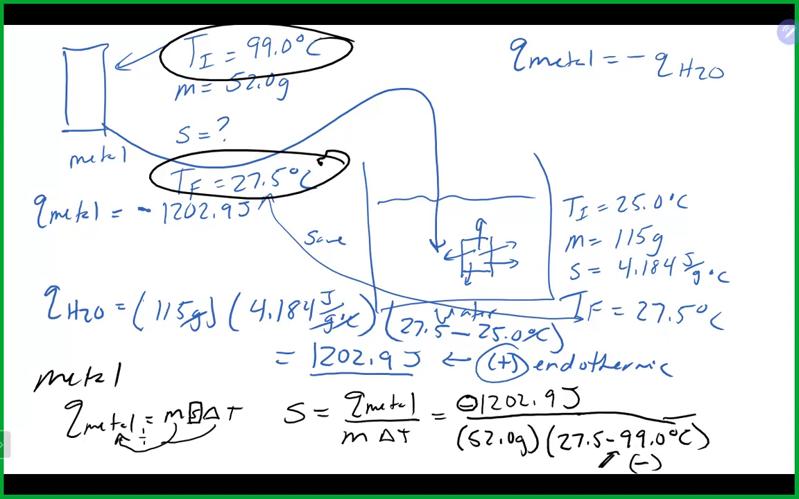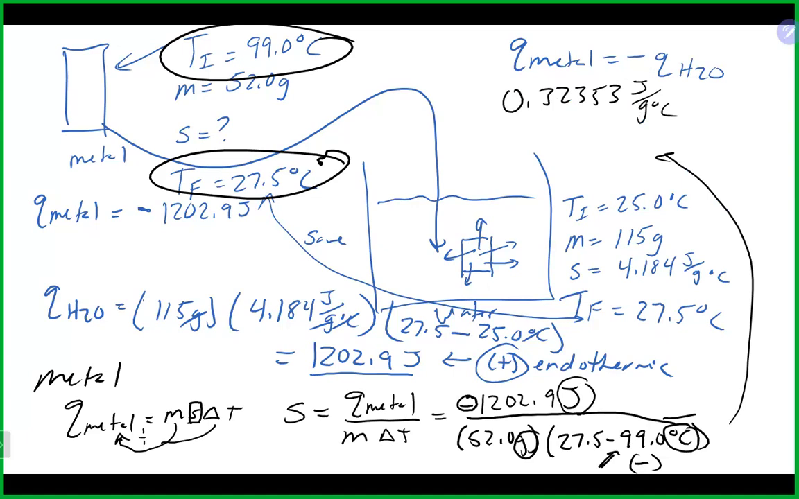So we're going to take our 1202.9, we're going to divide it by 52, divide it by 27.5 minus 99. And that's going to give me here on my calculator 0.32353. There were probably enough digits there, and we'll round in just a second. By the way, in this last calculation, none of these units cancel, and they're all still there. This would be joules per gram per degree Celsius, which are the units we expect for specific heat capacity.